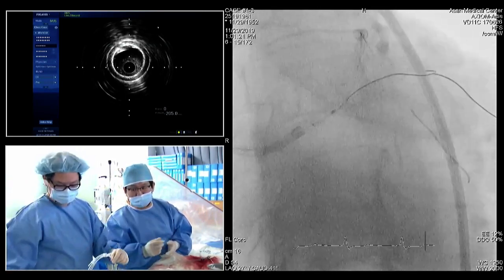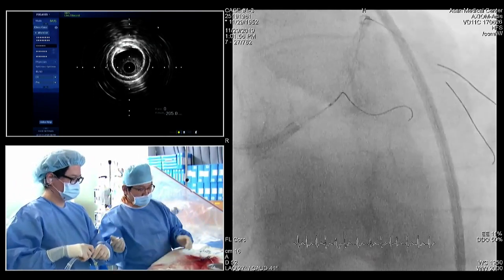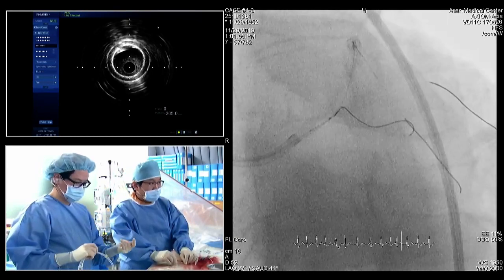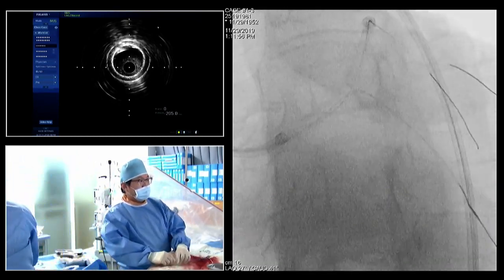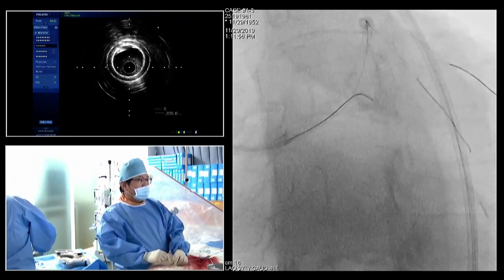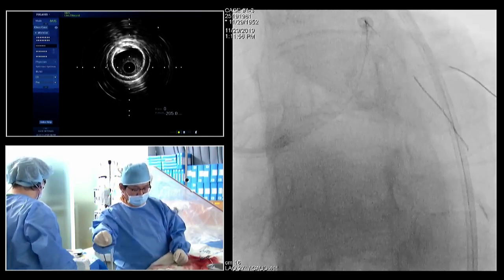And then next, please. The Crusade catheter is too thick. I would like to change the catheter to the Caravel. Caravel is softer. So using the Caravel, I can insert the wire and the wire is stabilized. Please give me.